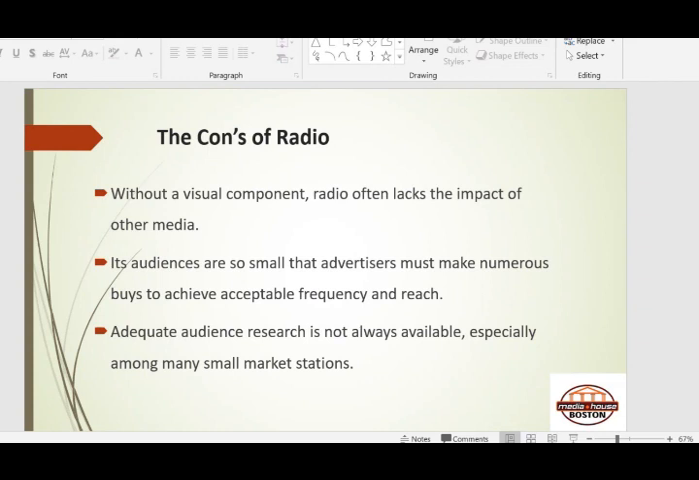But knowing that the visual component is our only disadvantage, really, because the other two main media platforms have it, they have the disadvantage of the real time, direct, real personal connection, and then us being able to build off that, right? Its audiences are small, so advertisers must make numerous buys to achieve acceptable frequencies and reach.